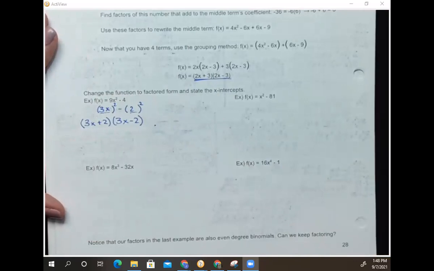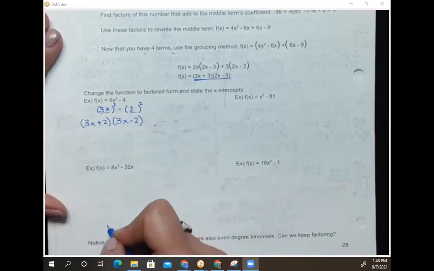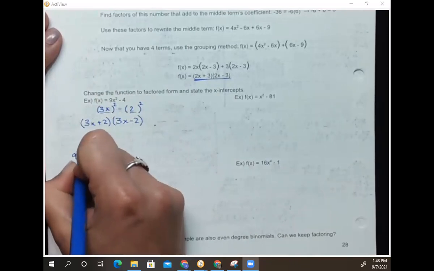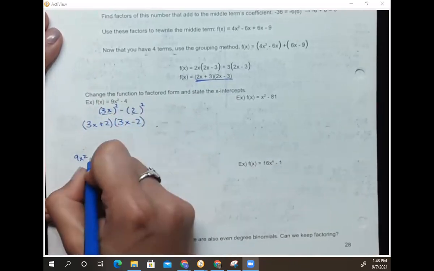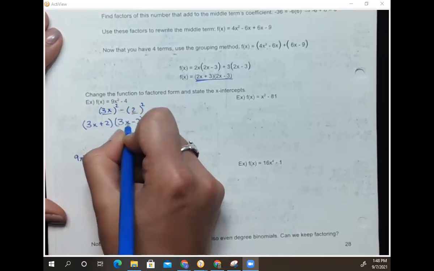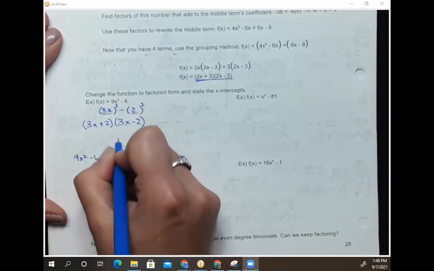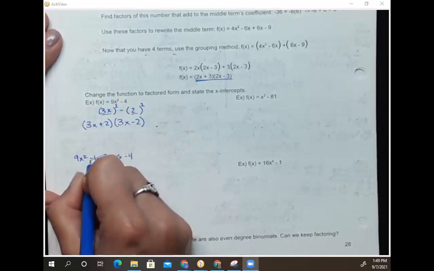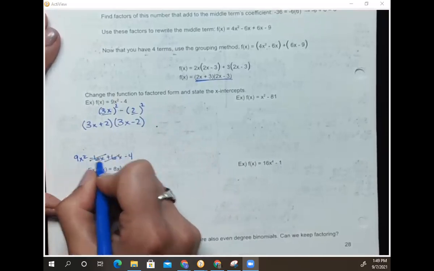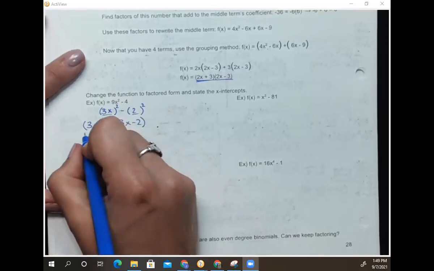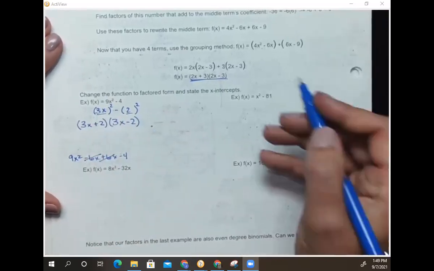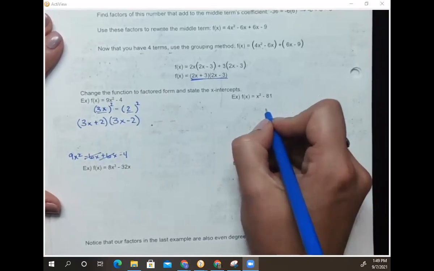And remember, we can always check our work by distributing, and I'll do that here on this first problem. So 3x times 3x would be 9x squared minus 6x plus 6x minus 4. If I combine my like terms, my x terms are gone. I'm left with 9x squared minus 4. So there's my difference of squares factoring. For my next example, I've got x squared minus 81.